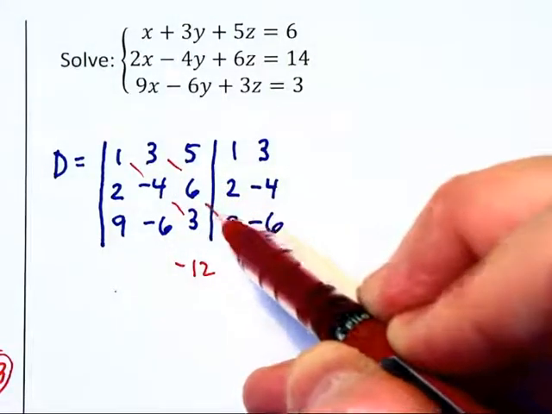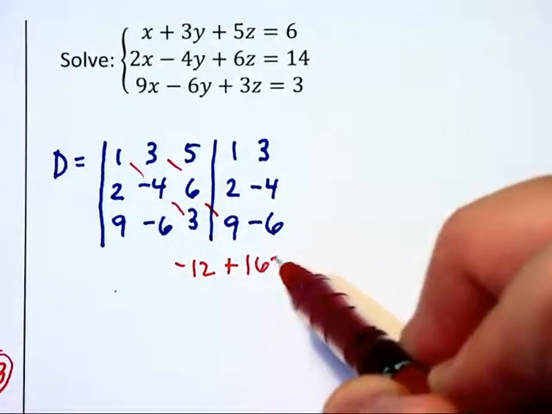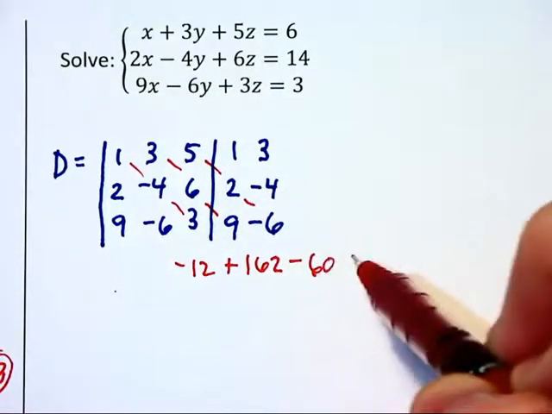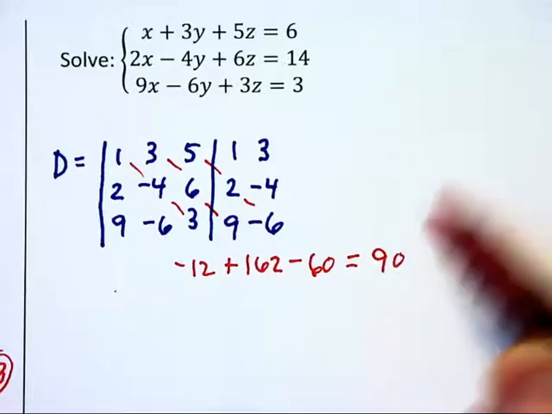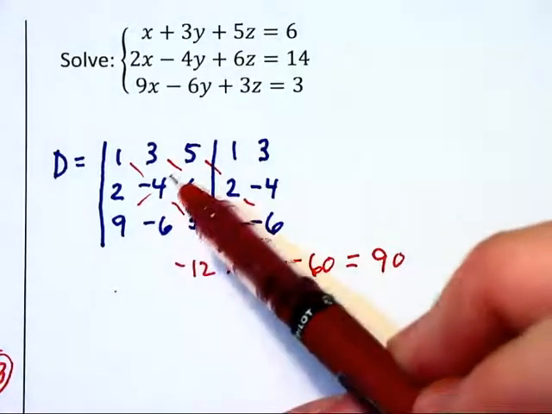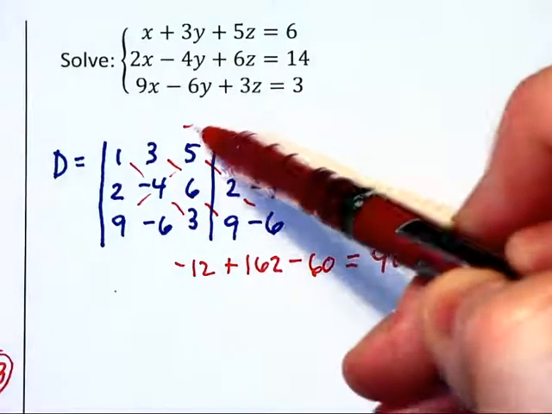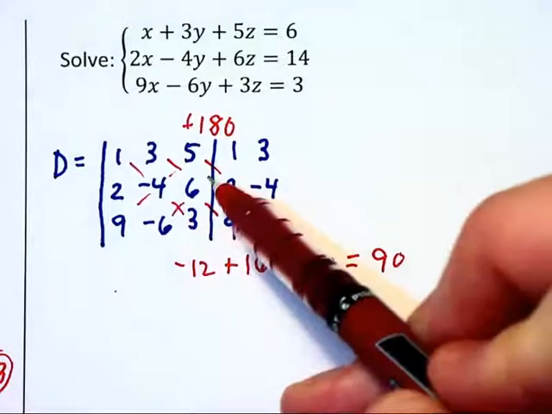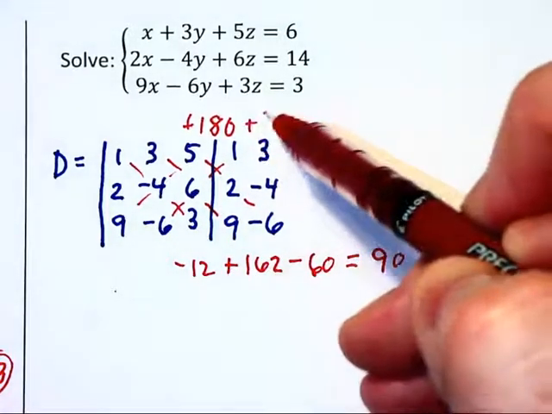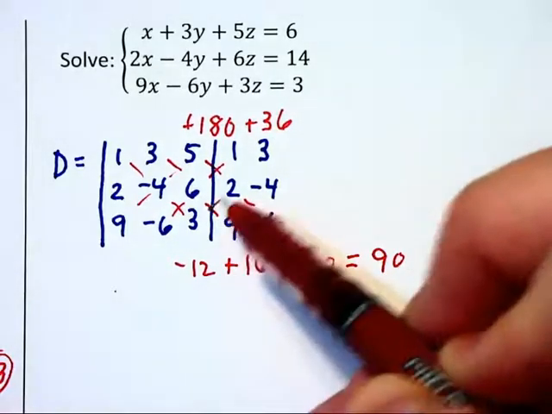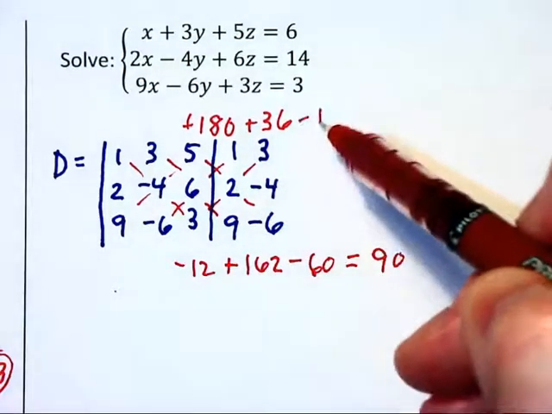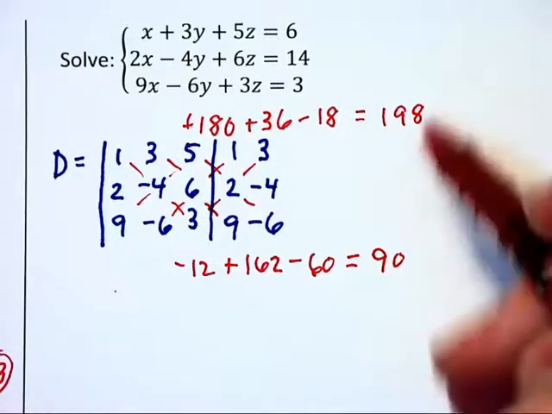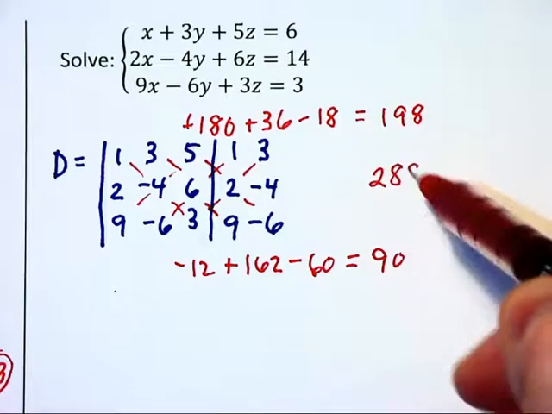Second one, 3 times 6 times 9 will be +162. And the third one, 5 times 2 times -6 makes -60. And adding across we get 90. Now we multiply upward for each diagonal. The first one would be -180, but it changes to +180 after I change the signs. Second diagonal would be -36, but instead we change that to +36. And the third one would be +18, but it changes to -18. Adding across we get 198, and adding the top and bottom together we get 288.